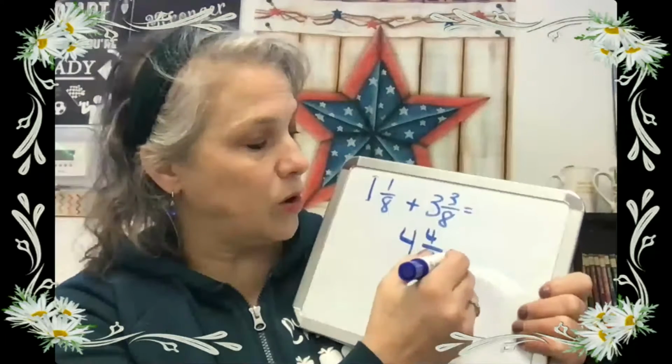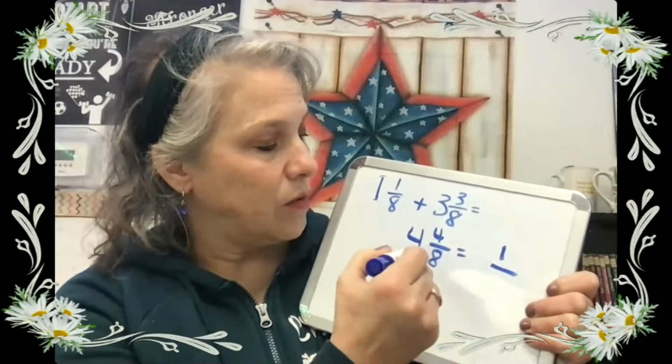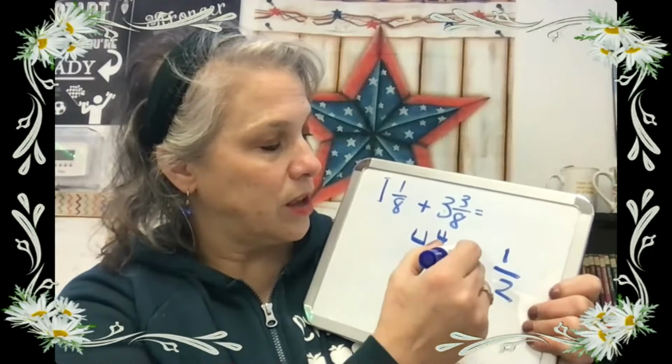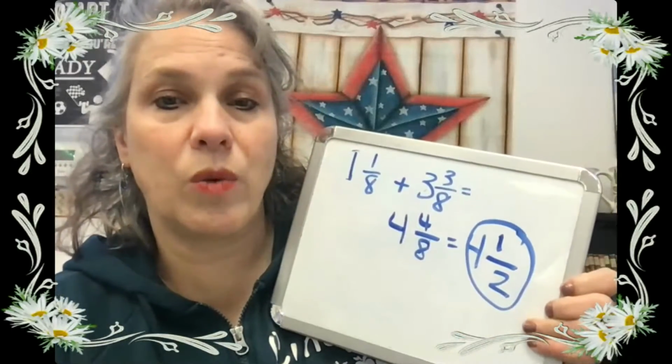And remember I told you you're going to reduce. So 4 goes into 4 once. 4 goes into 8 twice. And so my new answer is 4 1/2, and that is the correct answer.